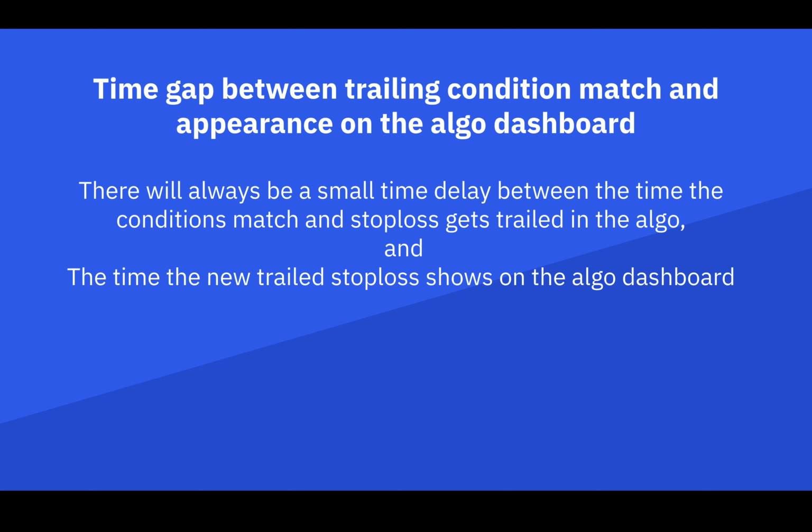Time gap between trailing conditions match and appearance on the algo dashboard. There will always be a small time delay between the time the conditions are matched and the stop loss gets trailed in the algo on the backend, and the time the new trailed stop loss shows on your algo dashboard. There could be a time delay of a few seconds, like 2 or 3 seconds sometimes, and in the best case it will reflect on the dashboard within a second.